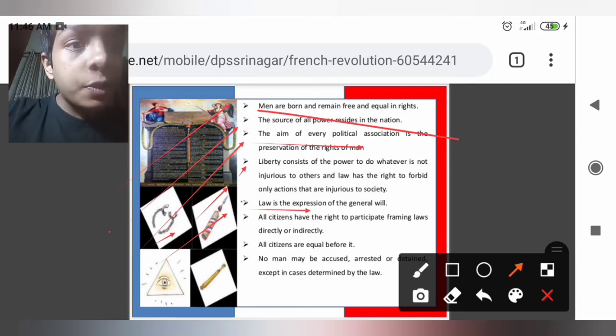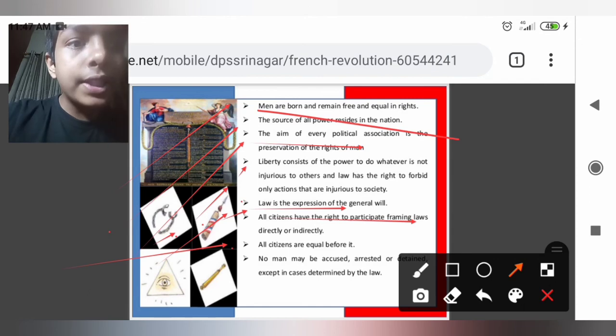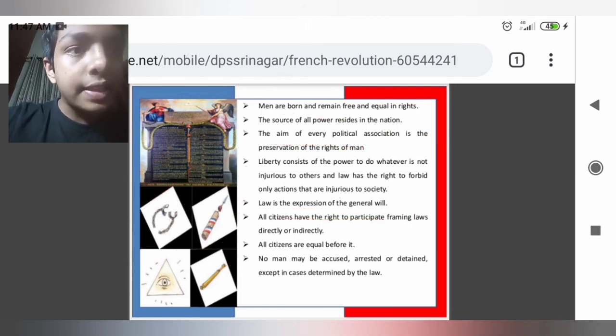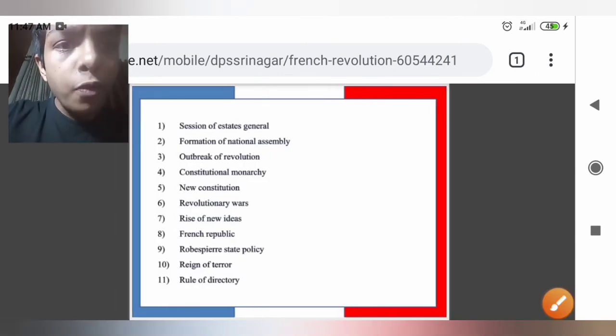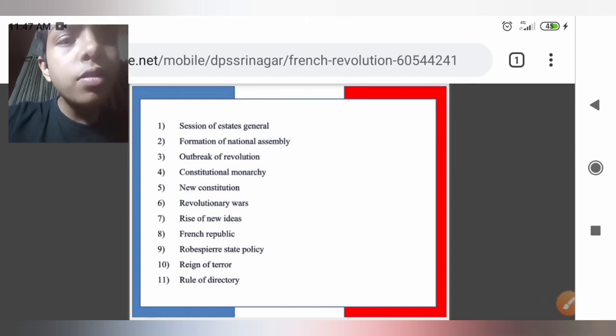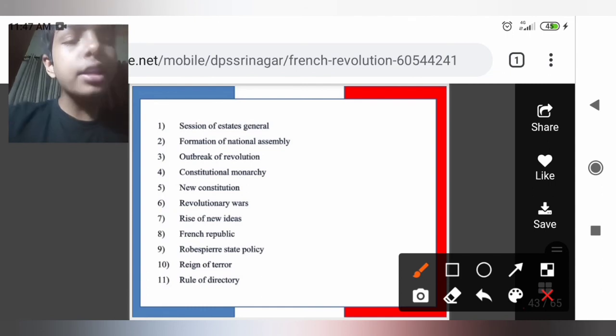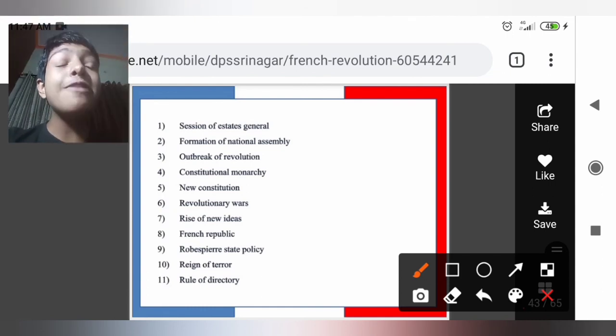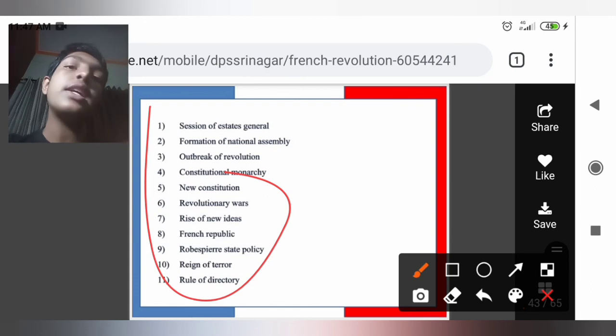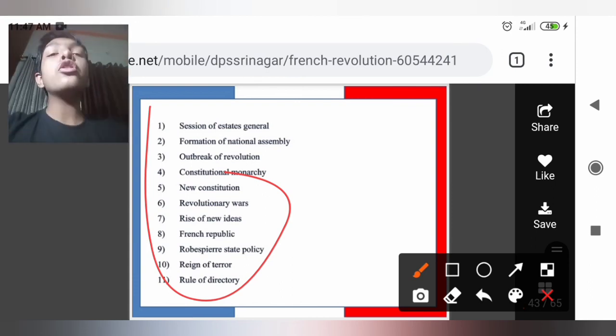Law is the expression of the general will. All citizens have the right to participate in framing laws, directly or indirectly. All citizens are equal before it, and no man may be accused, arrested, or detained except in cases determined by the law. So now, what is left now? These are some important things which you must learn by heart, है ना? ये आपको याद कर लीजिए. On these things, short notes come from NCERT in your board exams.